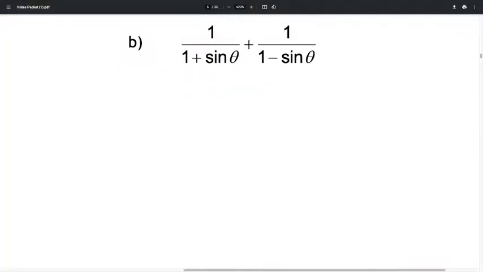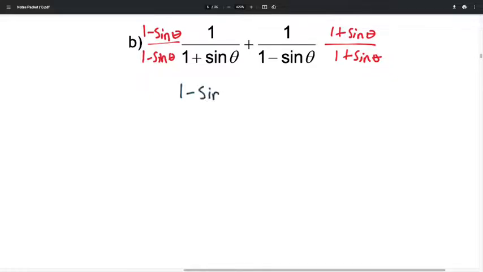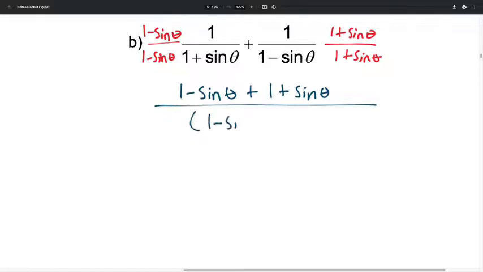Okay, so same thing on this one. We want to get these fractions together. So I'm going to multiply this one by 1 minus sine theta over 1 minus sine theta, and I'll multiply this one by 1 plus sine theta over 1 plus sine theta. So that ends up being, when I multiply that out, 1 minus sine theta. And then I'm going to go ahead and combine those numerators now. So 1 plus sine theta over that common denominator.